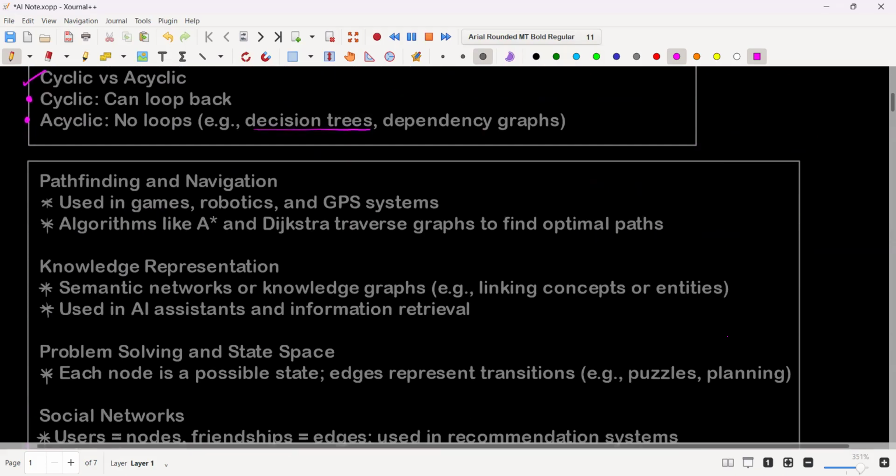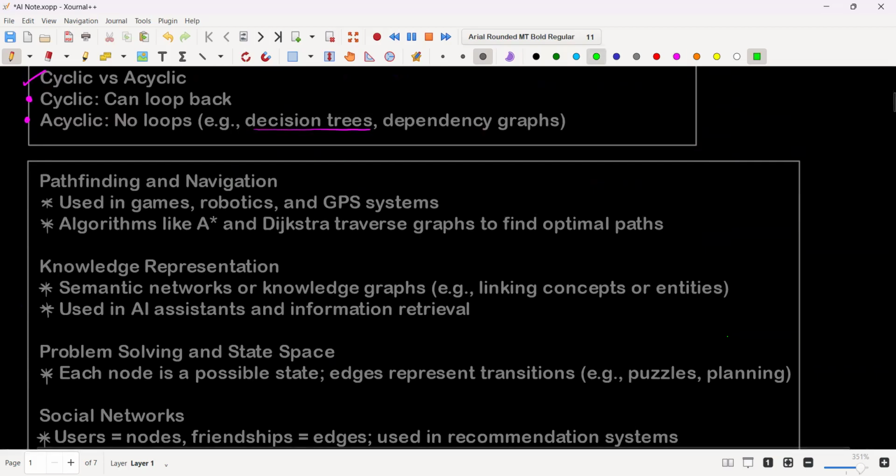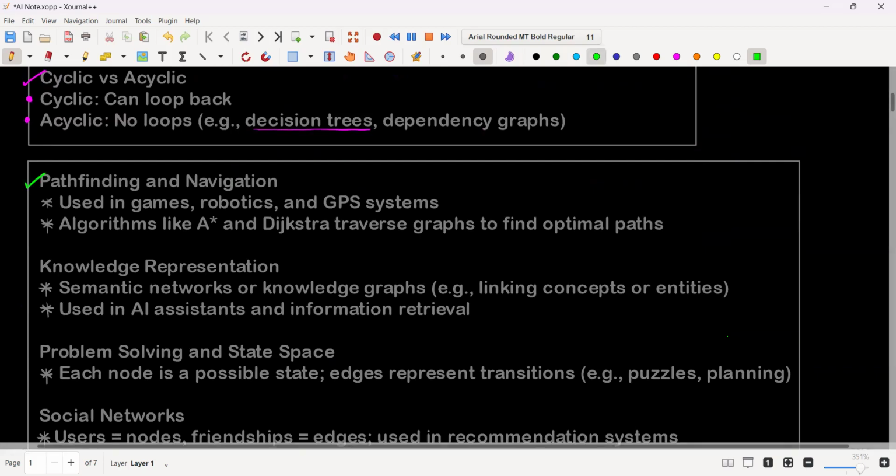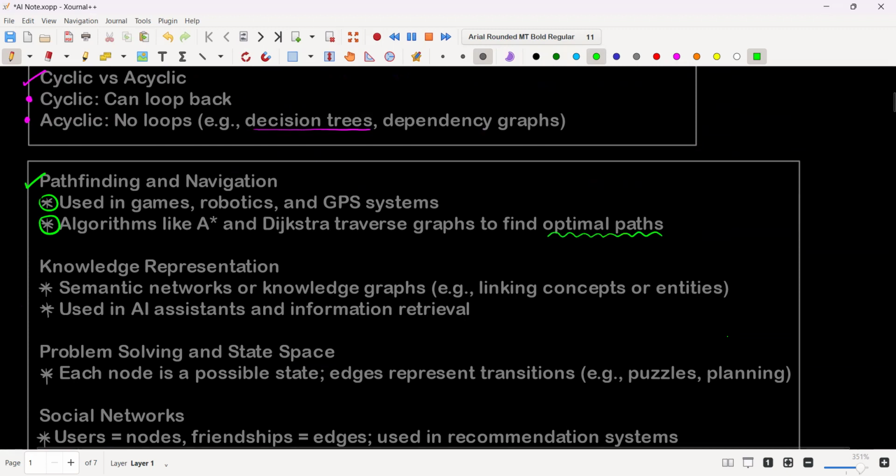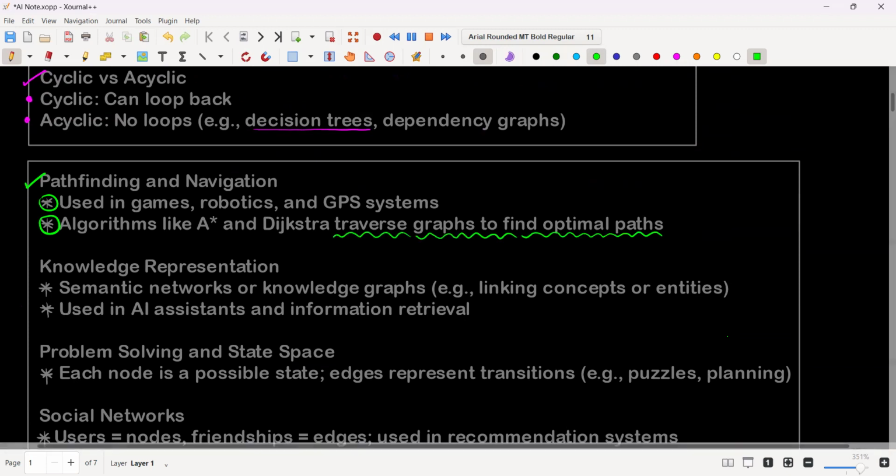Next, let's take a look at a few use cases of graphs. Graphs are used in pathfinding and navigation, where it's used in games, robotics, and GPS systems. And it's used, like I said, in algorithms like A-star and Dijkstra to traverse graphs to find optimal paths. So if you want to find the shortest path from a node to another, you can use algorithms like A-star algorithm and Dijkstra's algorithm.